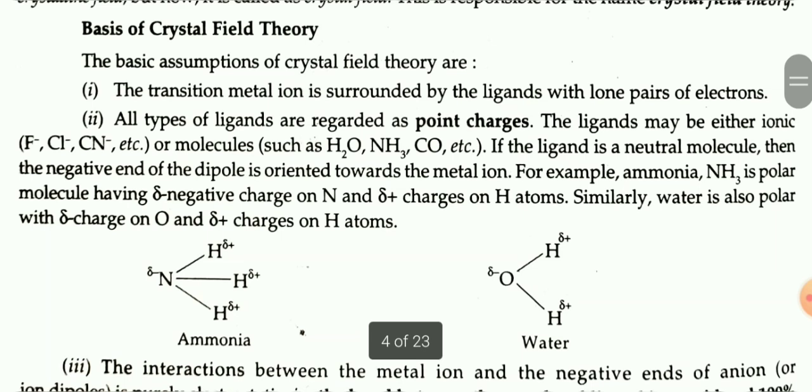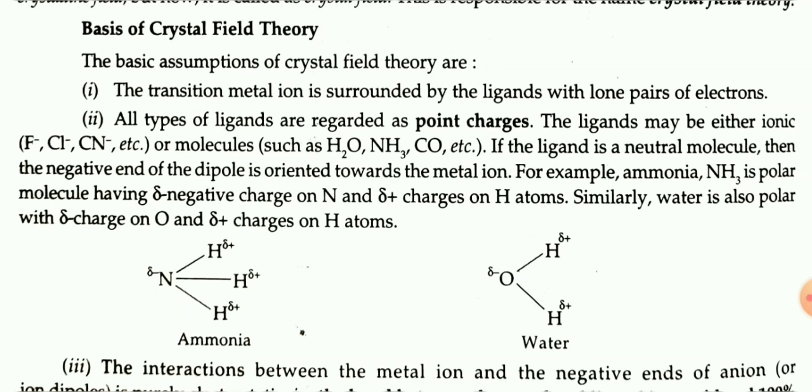Basis of crystal field theory. The basic assumptions of crystal field theory are: first, the transition metal ion is surrounded by the ligands with lone paired electrons. Second, all types of ligands are regarded as point charges. The ligands may be either ionic or molecule. If the ligand is a neutral molecule, then the negative end of the dipole is oriented towards the metal ion.